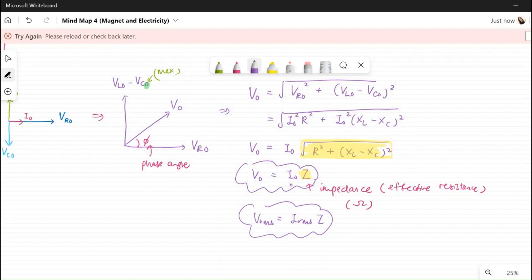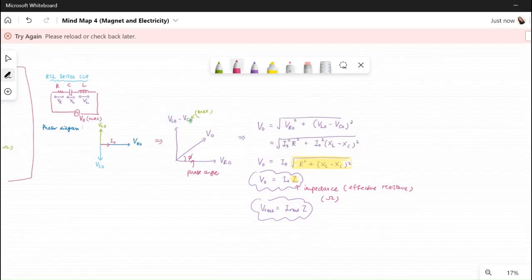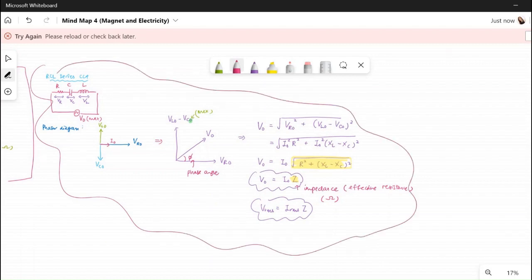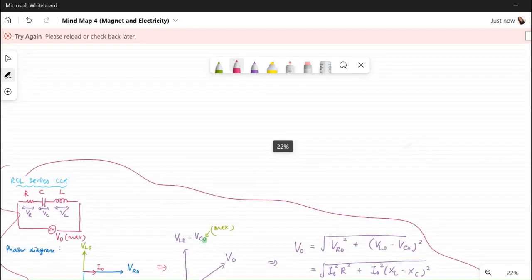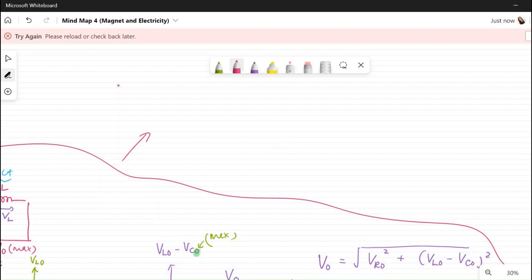Okay, now we already know about the voltages: we discussed the voltage of the generator, the voltage across the resistor, the inductor and the capacitor. So now let's move on to another term called power. Let's further explore power in the AC circuit. What is power? Power is defined as the product of V and I.